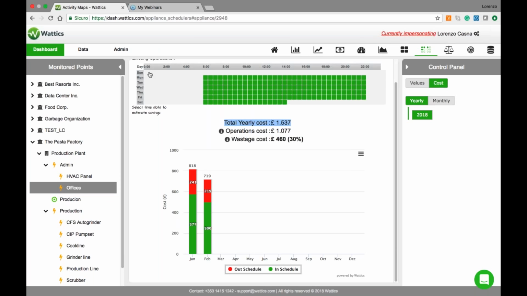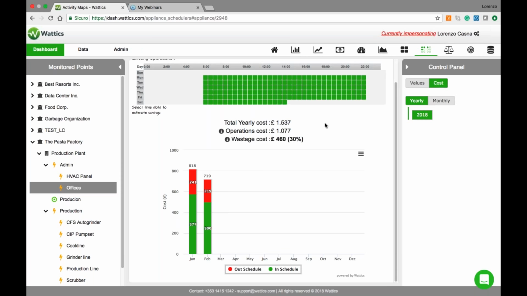So if all the boxes were green, then our yearly cost, in this case, is just 2 months, but the system considers it as a yearly cost, because if you have a year's worth of data, then it would think in terms of a year, because it's easier to calculate the payback periods and so on. In this case, we have just a month, so the yearly cost for these 2 months would be 1,500 pounds, because this pasta factory is in England.